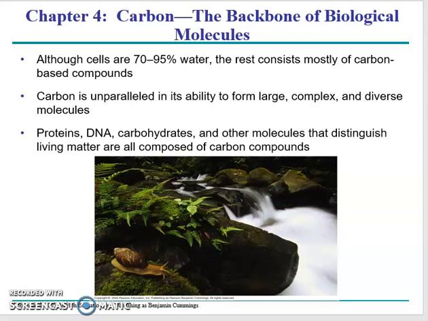Carbon is really versatile. It is unparalleled in its ability to form these really huge molecules that give life its flexibility, adaptability, structure, and function. So proteins, DNA, carbohydrates, other molecules that distinguish living matter are all based on these carbon backbones.